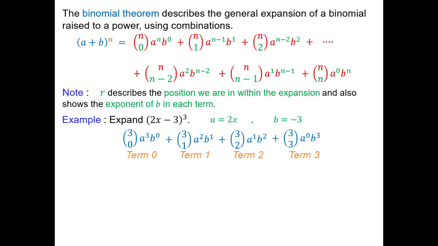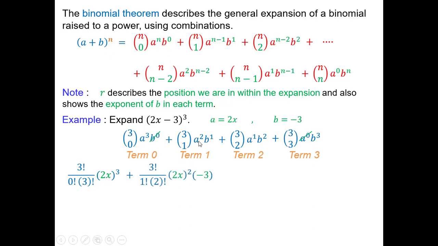Now what we should recognize is that anything to the 0 is 1, so those terms a to the 0 and b to the 0 should cancel. So now we can expand this by just using our formula. 3 choose 0 is simply 3 factorial, or n factorial, over 0 factorial, which is r factorial, times 3 minus 0 factorial, which is 3 factorial. And notice that I just replaced a with 2x.